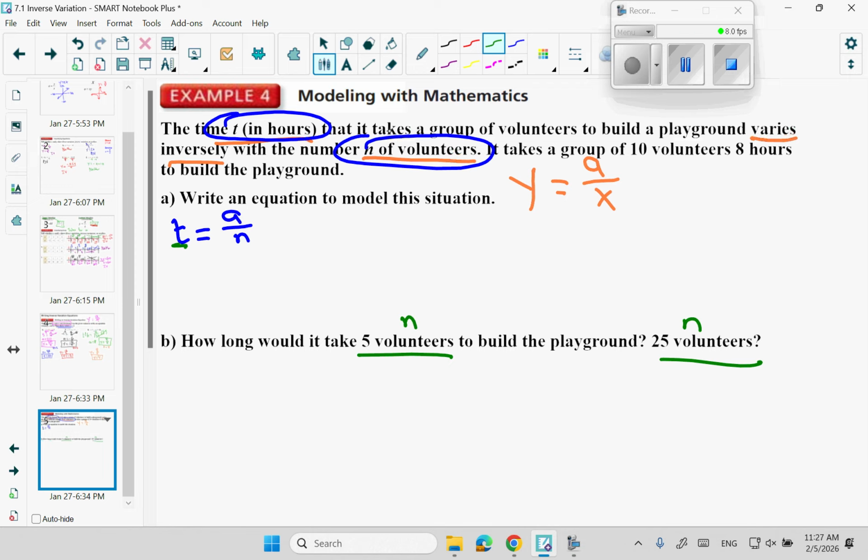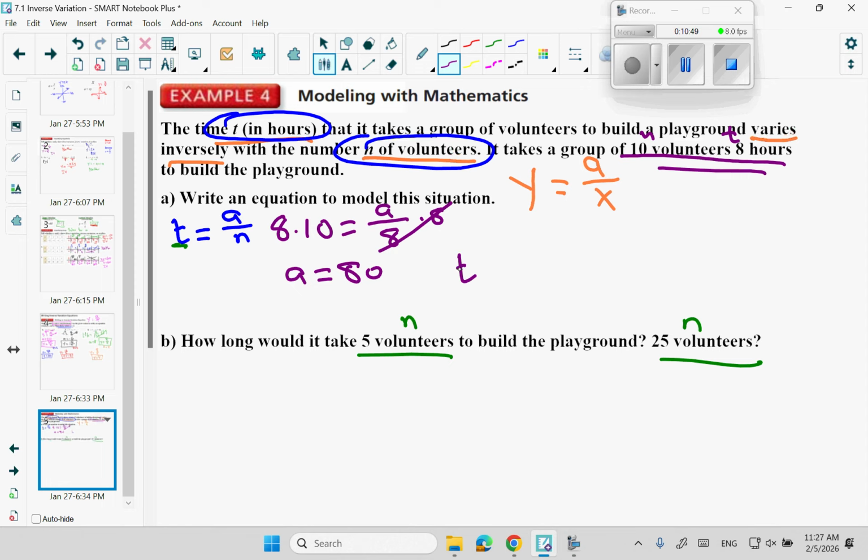Now I was thinking about this. If it says it varies inversely, so as one goes up, the other goes down. Well, if I have more people helping, should it take less time for them to accomplish this task? Yeah, that's absolutely true. Now, it also says it takes 10 volunteers 8 hours. Well, volunteers was N and hours was T, so I can plug that in. So I'm going to get 10 equals A over 8. Multiply both sides by 8, we get A equals 80. So we get T equals 80 over N.